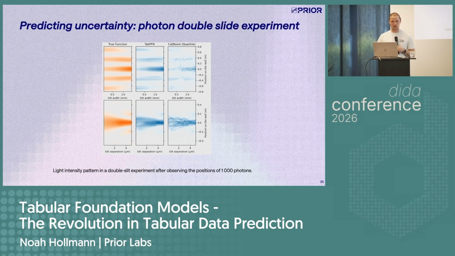And one example that we thought would be great to show this is the photon double slit experiment. So this is this physics high school experiment where photons are inherently probabilistic, and the interference patterns are creating this complex output distribution on a screen. And TabPFN could mimic even these five modal peaks very well, and just do that in a single forward pass.